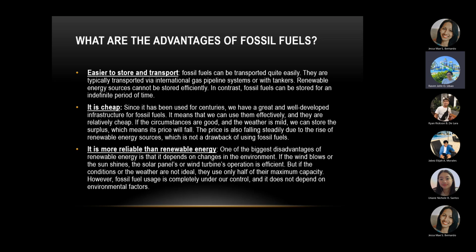Easier to store and transport, because transportation of oil and gas can be done easily through pipelines. It is cheap because they are cost effective, and it is more reliable than renewable energy because fossil fuels can generate a large amount of electricity at a single location.